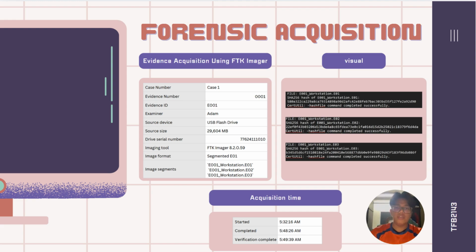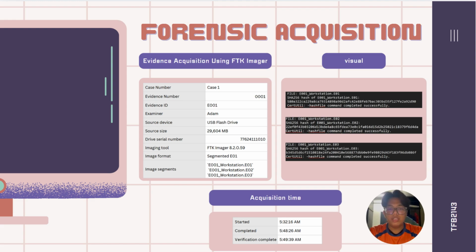I'll explain the forensic acquisition process, that is, how we preserve digital evidence integrity. For this investigation, we used FTK Imager to create a forensic image from the suspect's storage device. The evidence was assigned as case 1, evidence ID E001, and the source device was identified as a USB flash drive with a size of approximately 26.6 gigabytes. The forensic image was created using the Expert Witness Format, or E01 format, and it was divided into 3 segments: E01, E02, and E03.